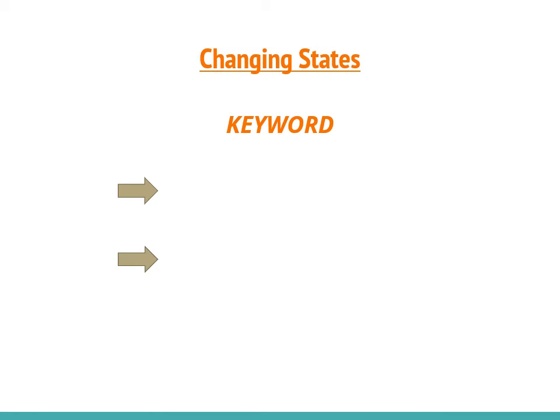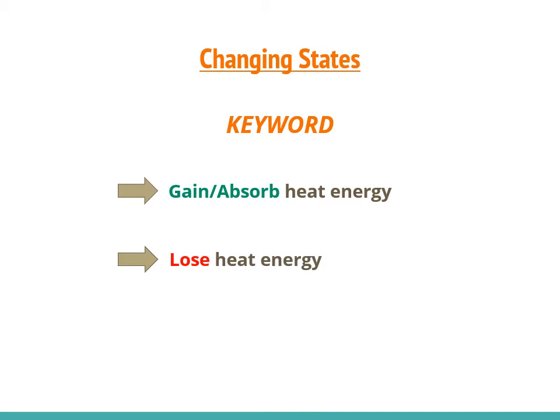We have reviewed the properties of the three different states of matter. Now, we will see how these states can be changed to and fro. The question is, how does it happen? The key point for this question is heat. Either the heat is gained or absorbed, or lost to the surrounding.